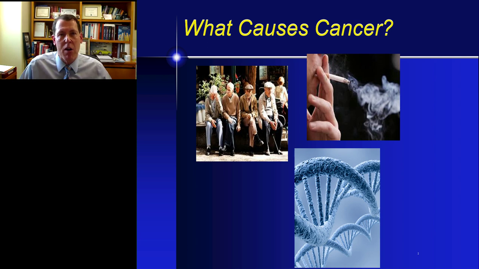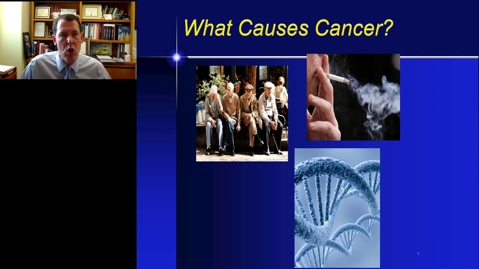Certainly, we know about environmental factors. You see the picture here of someone smoking. Fortunately, smoking is not one of the major risks for prostate cancer, but certainly other environmental factors such as diet could be a risk factor for prostate cancer. And then you see a cartoon here of DNA. And the other key issue is how much of cancer is related to genetics.